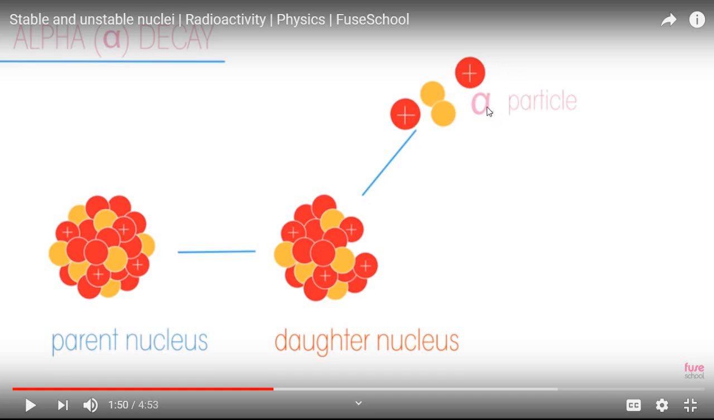Okay? They're telling us this is an alpha particle. What's it made of right there? Two protons, two neutrons. Who would that be? This alpha.